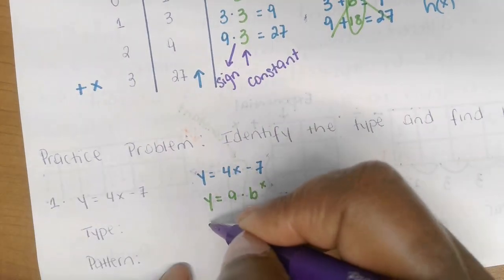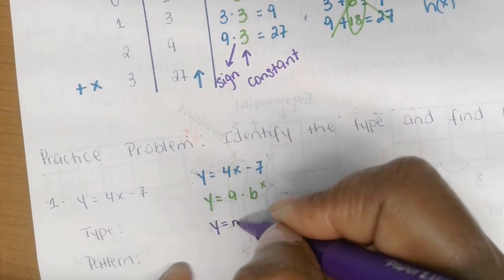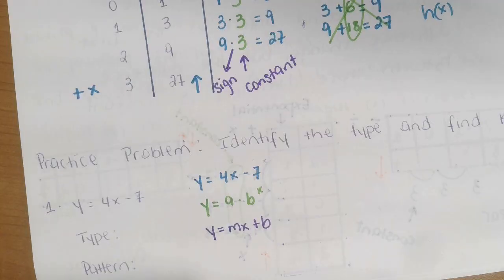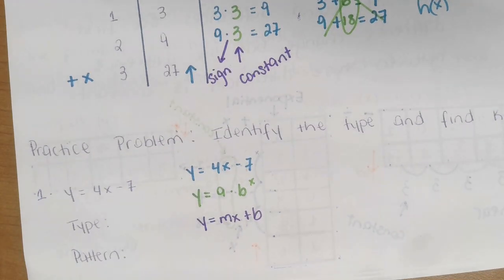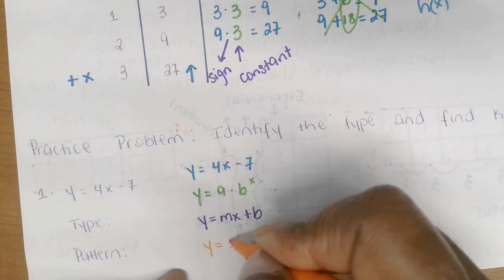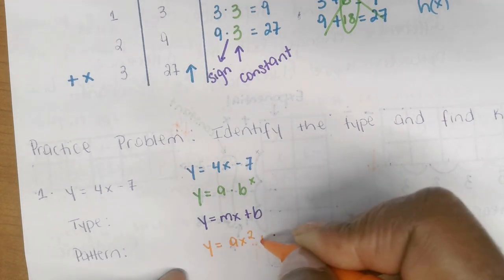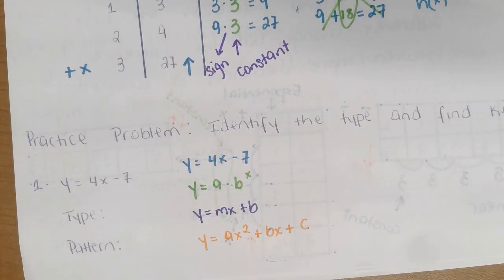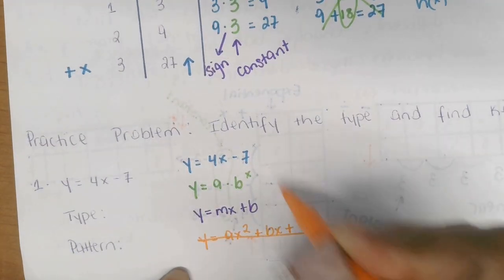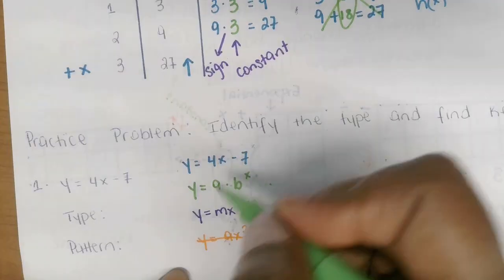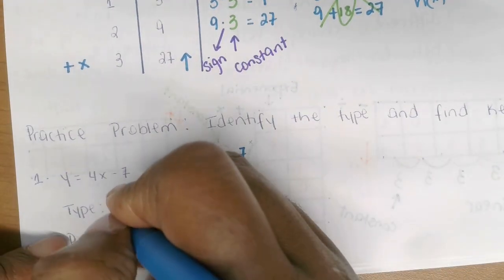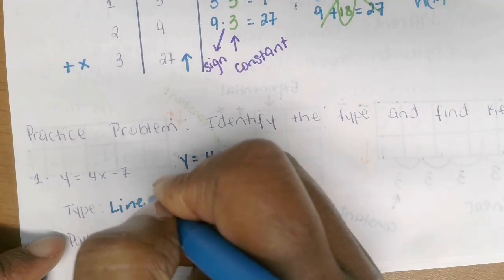Absolutely not. The next one is y equal mx plus b. This looks like it matched. And then the last one was y equal ax squared plus bx plus c. Absolutely, this doesn't match this, and this doesn't match my blue one. So I know that my answer is a linear function.